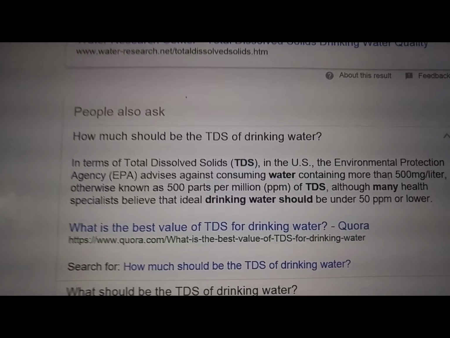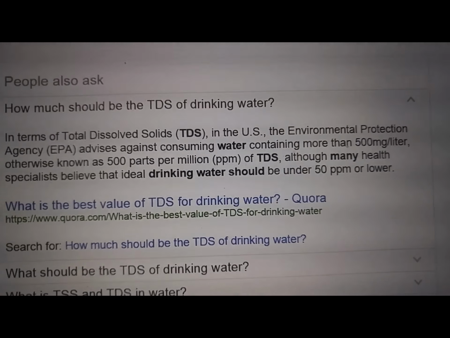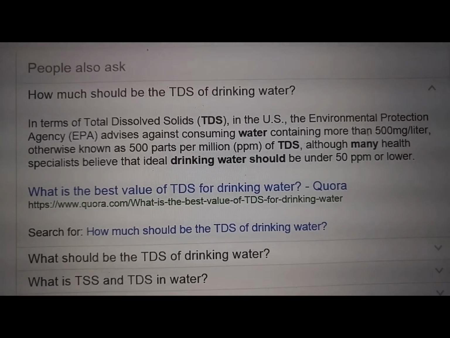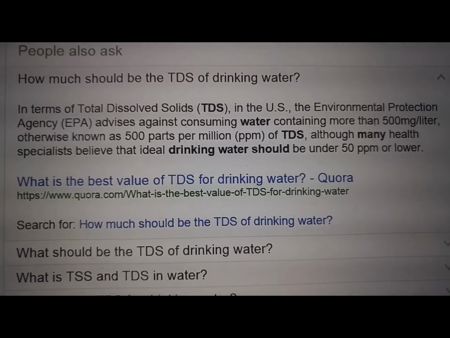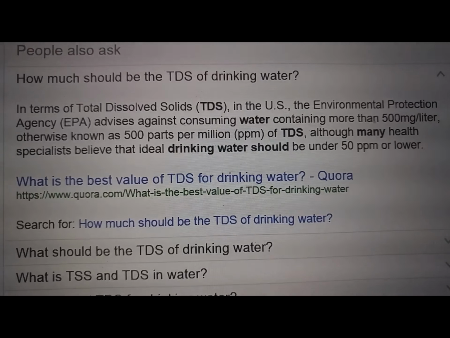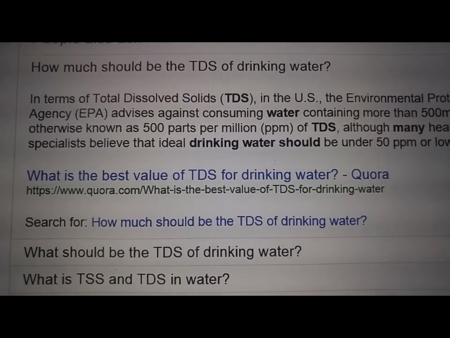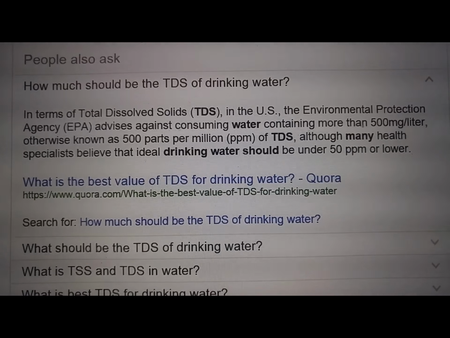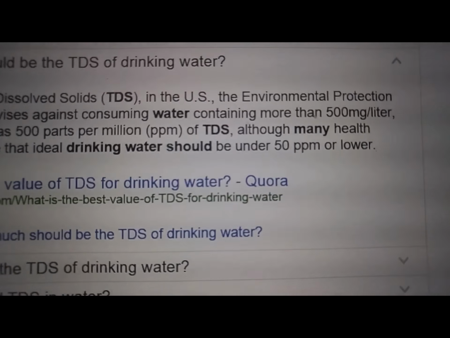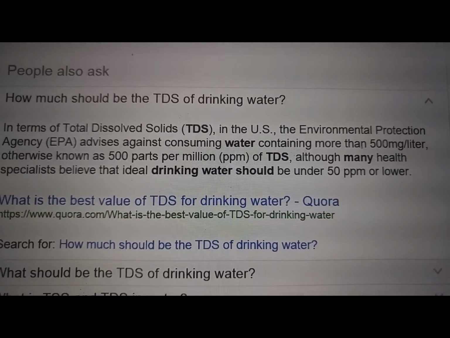How much should the TDS of drinking water be? In terms of total dissolved solids, the U.S. Environmental Protection Agency, the EPA, the same people that said it was totally fine to breathe the air at ground zero on 9/11, remember those guys? They advise against consuming water containing more than 500 milligrams per liter, otherwise known as 500 parts per million. Wow. Although many health specialists believe that the ideal drinking water should be under 50 parts per million or lower. Wow, that's quite a difference there. That's an order of magnitude.